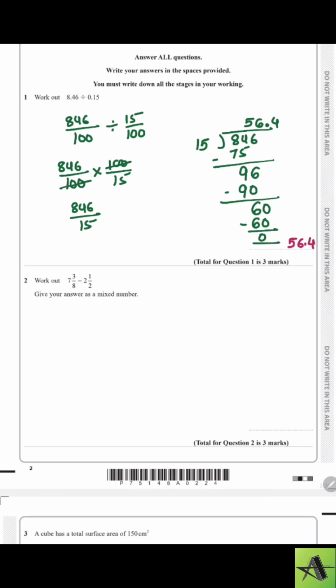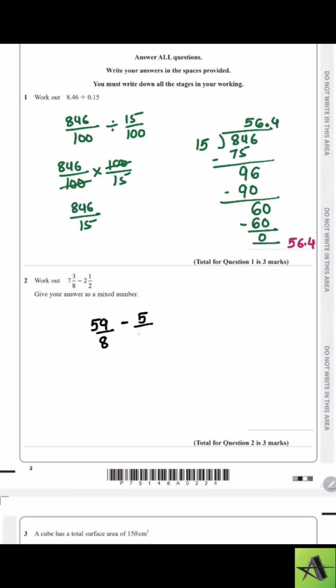Work out 7 3 over 8 minus 2 1 over 2. You have to give your answer in mixed form, but first we have to convert it into improper fraction. So we know the denominator will be multiplied by this number and then add this number. This is how we can convert it. So 8 times 7 plus 3. 8 times 7 will give you 56, and 56 plus 3 will give you 59. So 59 over 8 minus 2 times 2, 4, and 4 plus 1, 5.